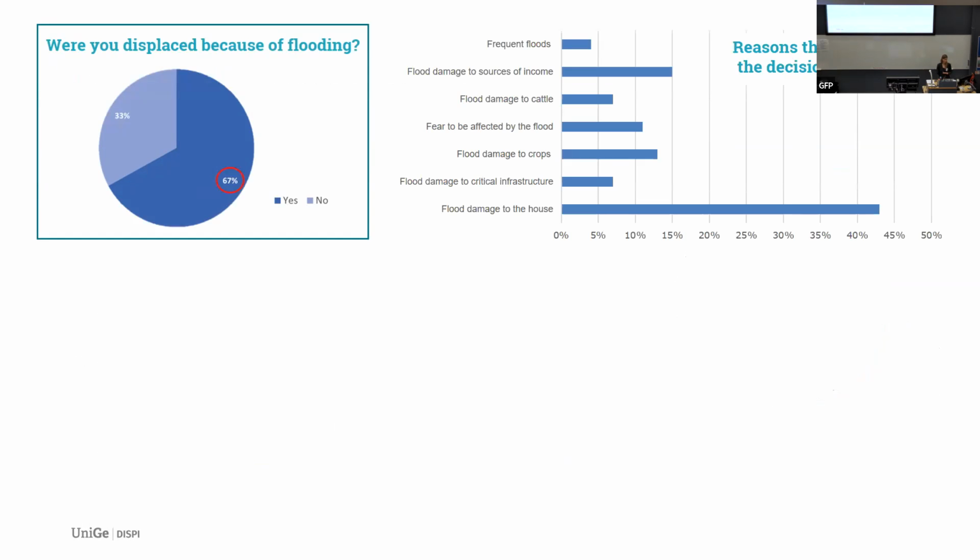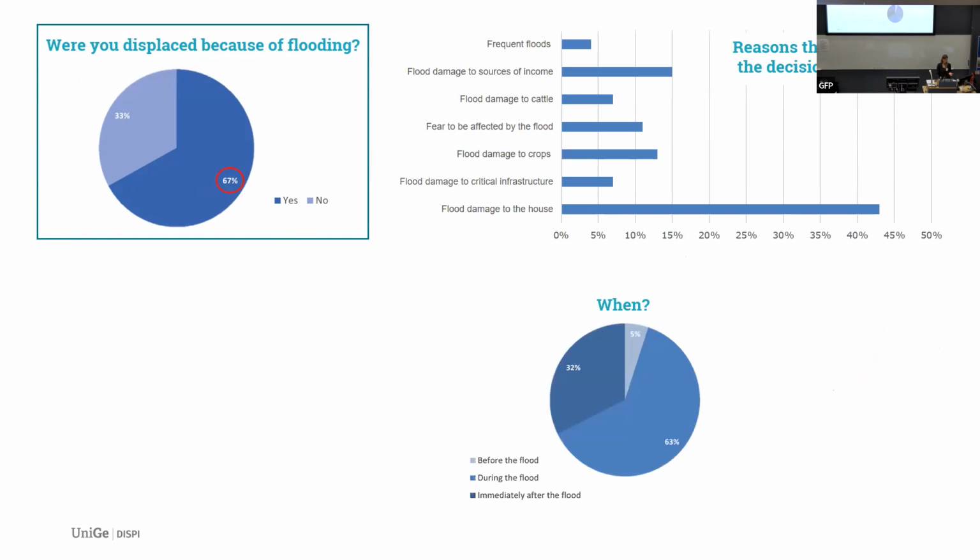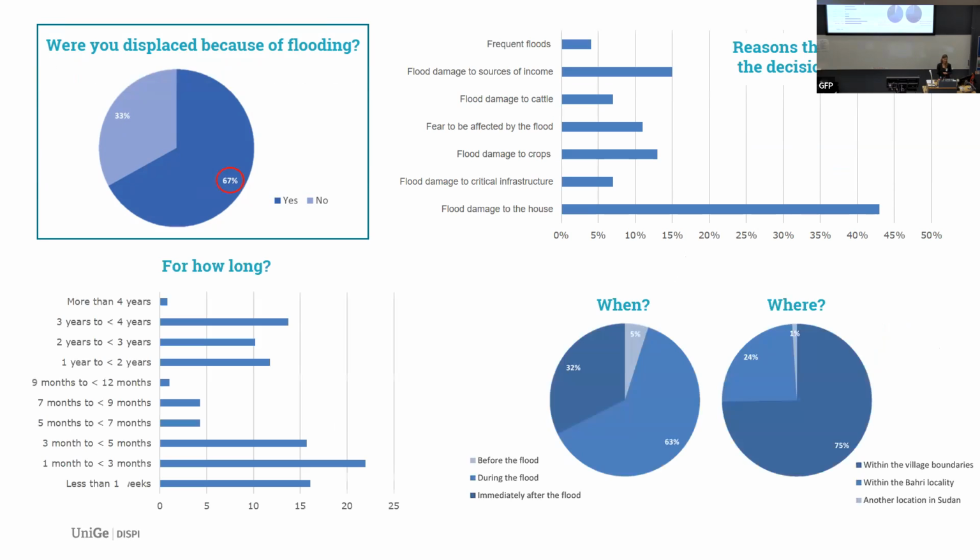And we asked them also why, when, where, and for how long they were displaced. So the most important reason for displacement is flood damage to house, but we have also other important elements, for example, flood damage to sources of income, flood damage to critical infrastructure or to crops, and also fear to be affected by floods, so a sort of preventive movement.